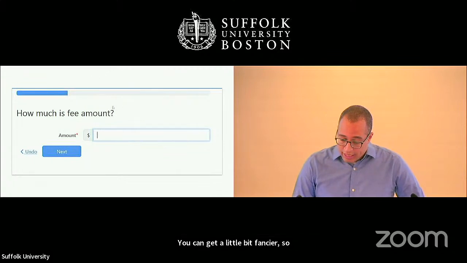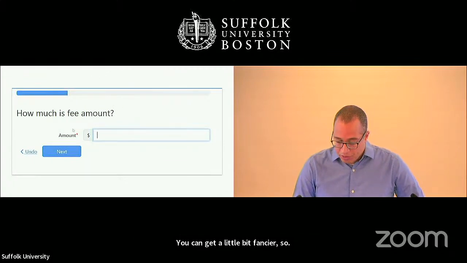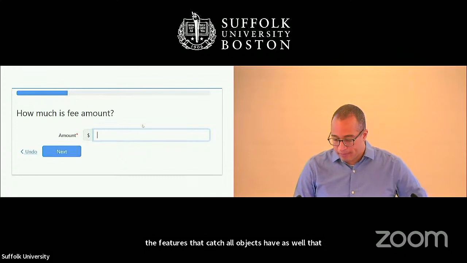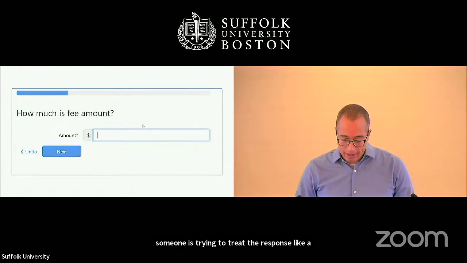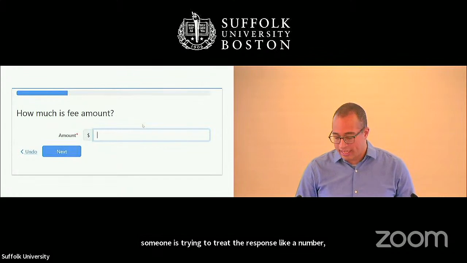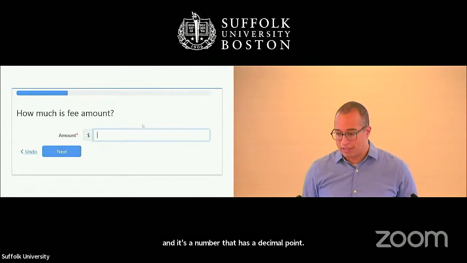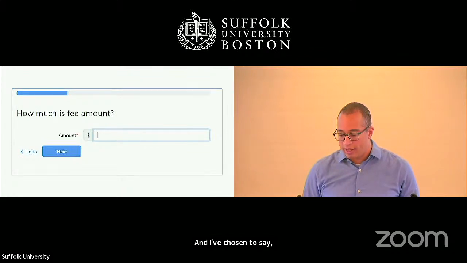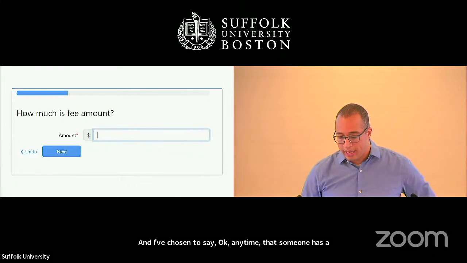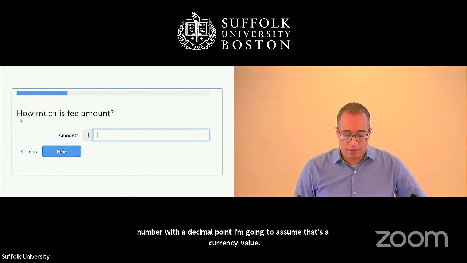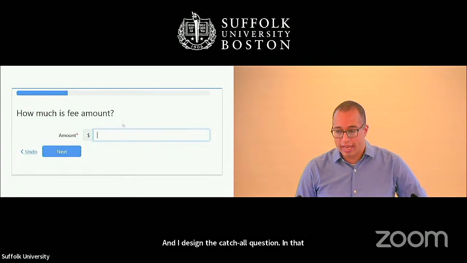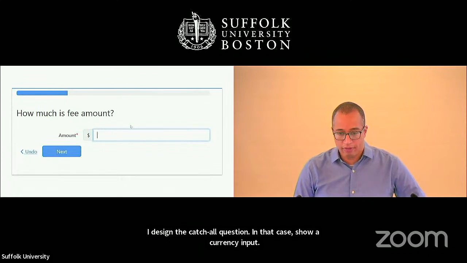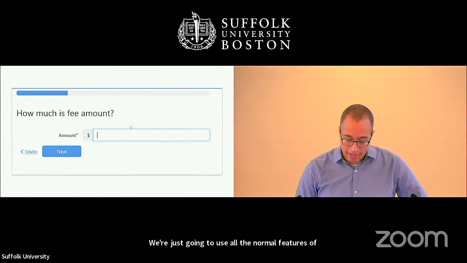Inside this question, I'm detecting, which is one of the features that catch-all objects have as well, that someone is trying to treat the response like a number, and it's a number that has a decimal point. And I've chosen to say, okay, anytime that someone has a number with a decimal point, I'm going to assume that's a currency value. And I designed the catch-all question to, in that case, show a currency input, which is going to use all the normal features of formatting that answer and the question.